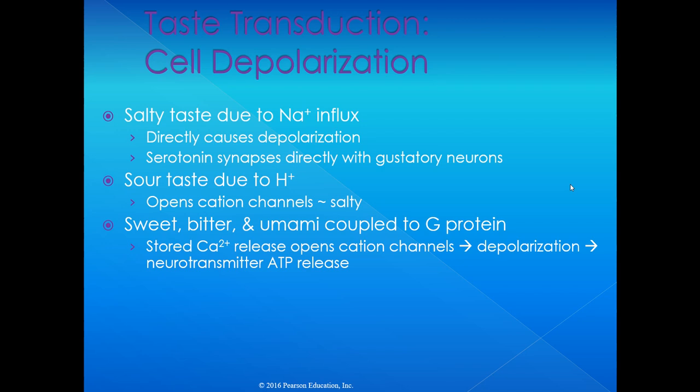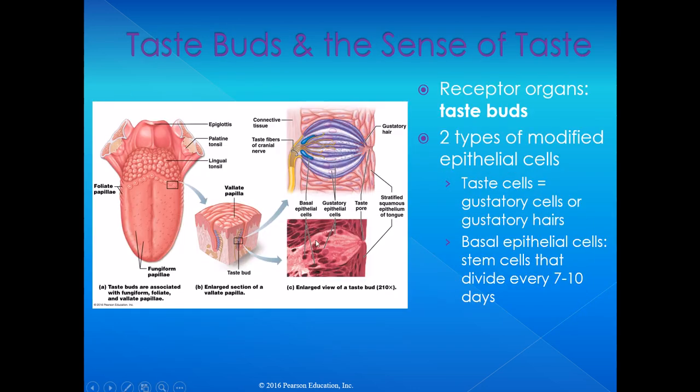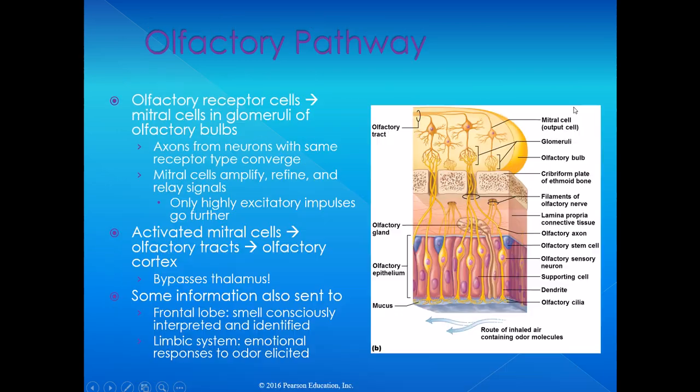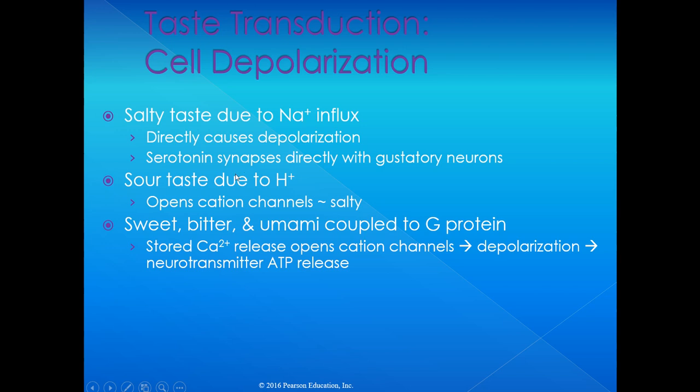Sweet, bitter, and umami, so sugars, alkaloids, and amino acids, use that G protein relay race, a more indirect method. Sweet, bitter, and umami follow this pathway where we eventually get the release of some calcium. Salty and sour are just directly opening the cation channels. So that's direct depolarization, versus more of an indirect depolarization when the calcium comes in.